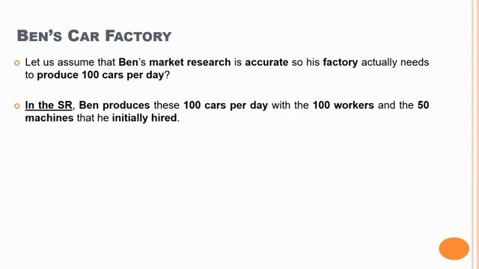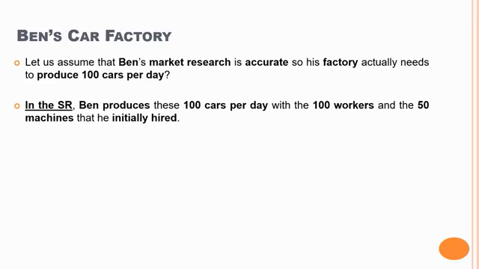Okay, so first, let's just assume that Ben's market research is accurate. So his factory actually needs to produce 100 cars per day in order to maximize profit. In the short run, so what does it mean? Remember that when we talk about production, the difference between the short run and the long run is that in the short run, there is at least one input that is fixed, and usually we assume that capital is fixed, so the number of machines is fixed in the short run, which means that if I want to increase my production or to decrease my production, I can do it, no problem. I can change my output, but only by adjusting the quantity of workers that I have, okay?